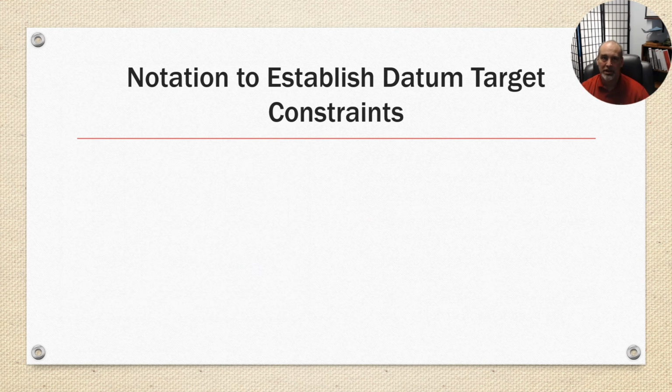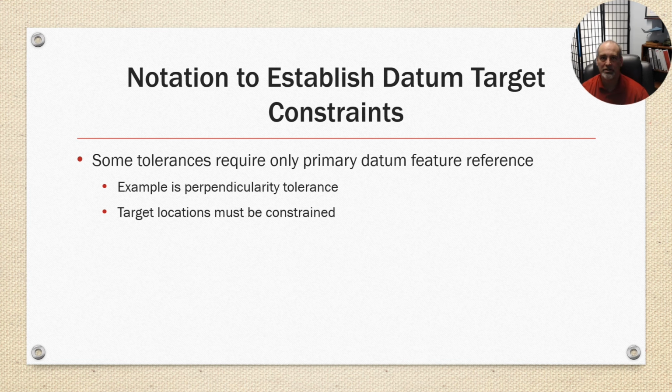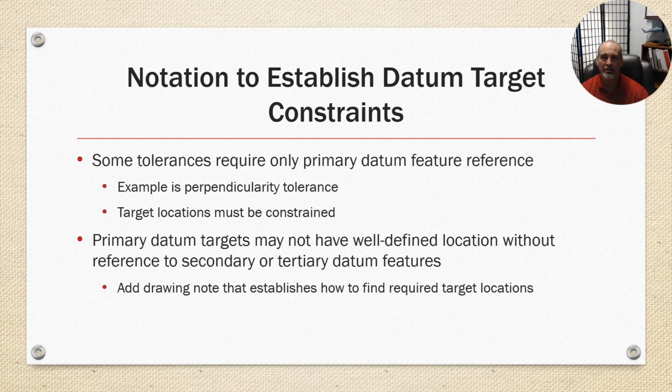Notation to establish datum target constraints. Some tolerances require only a primary datum feature reference. An example is a perpendicular tolerance. Target locations must be constrained. Primary datum targets may not have well-defined location without the reference to secondary or tertiary datum features. Add a drawing note that establishes how to find required targets.